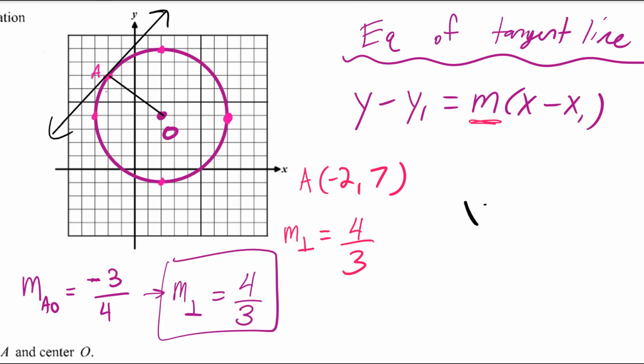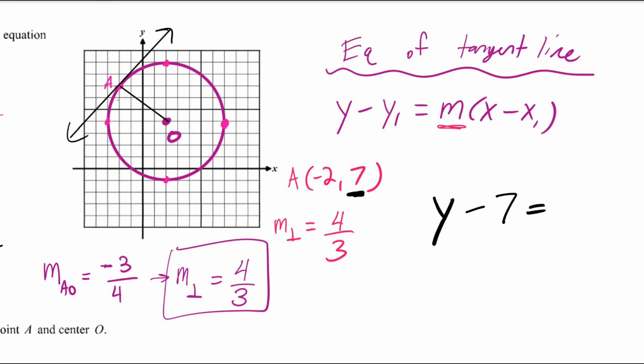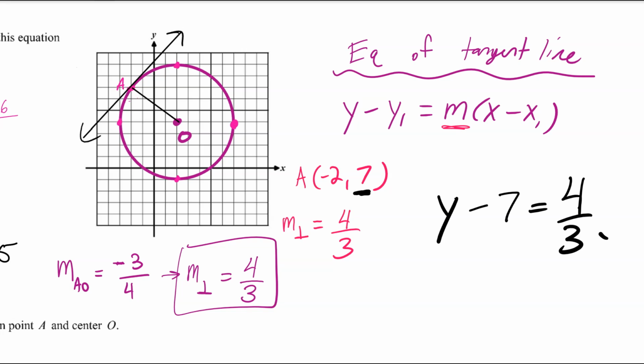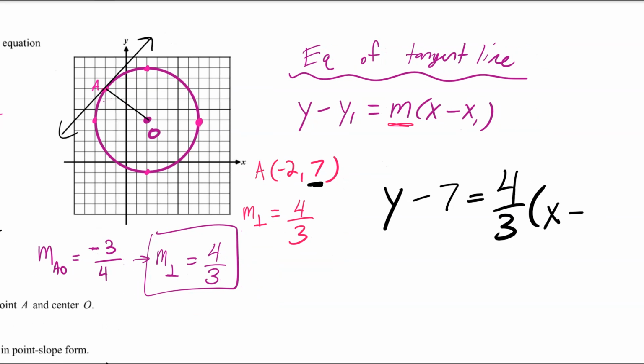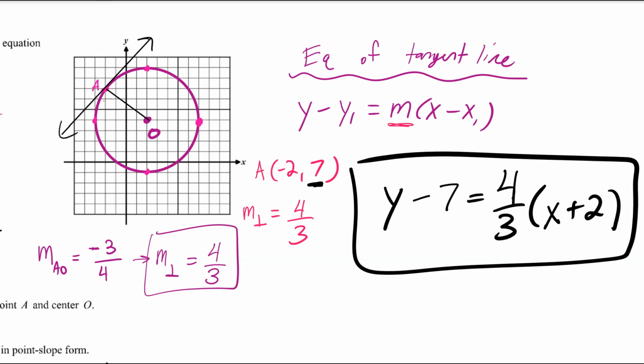So I'll plug in here. Y minus my y coordinate for the point I'm looking at, 7, equals my slope, 4/3, times x minus a -2, but of course I could just write that as +2. So that would be the equation of my tangent line in point slope form. Now, it doesn't say I need to find the y-intercept here, so this could be a perfectly good way to write it. Because even if you look in your graph, it doesn't look like it's a nice y-intercept anyway. So you don't need to solve for y. This would be perfectly acceptable to leave like this.